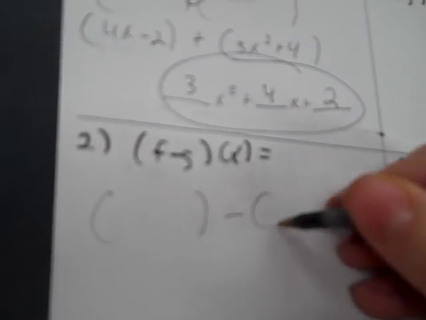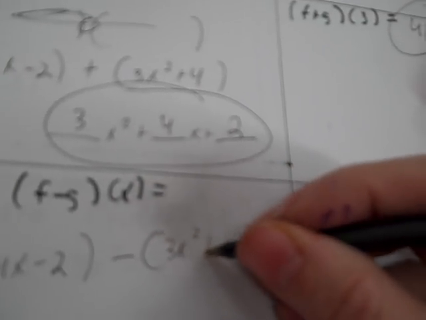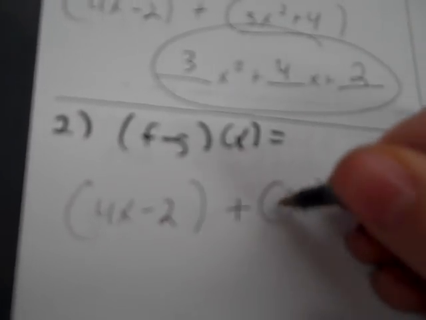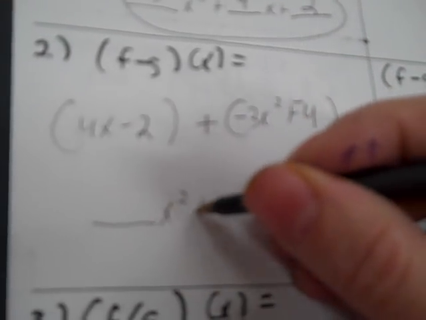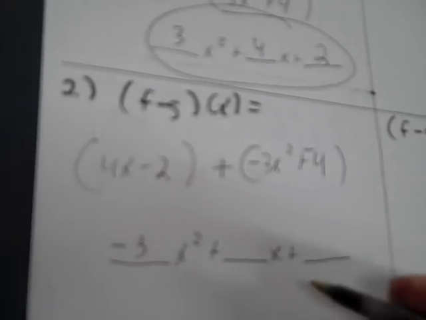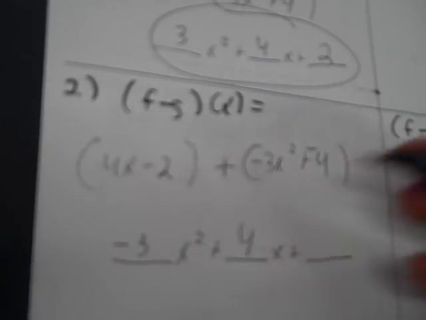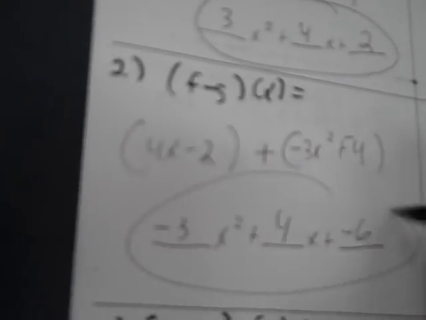Okay, now we're subtracting. Same procedure, just one little change you have to make. So f minus g. F is 4x minus 2, and g is 3x squared plus 4. Okay, now make your minus a plus and switch both of these to the opposite. Then I've got x to the second, x, and this. So x to the second is negative 3. X would have the 4. And I take negative 2 plus negative 4, that's negative 6.